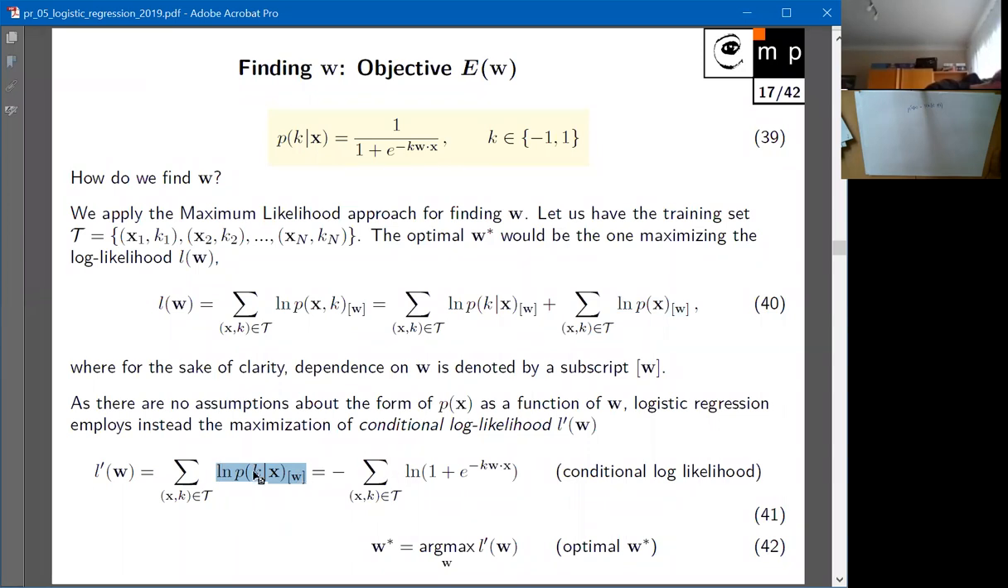So we'll say, okay, let's express the maximization of the conditional log likelihood. We know the form of P of K given X. That's this sigmoidal function. So log of this is, because of 1 over, will give you the minus, and we will be summing ln of 1 plus e to the minus k w x. So what do we know here? We're summing over all the training set. X is always the training vector. We know that. K is the class information. So that's known. And what we have to do is to maximize this sum with respect to W.